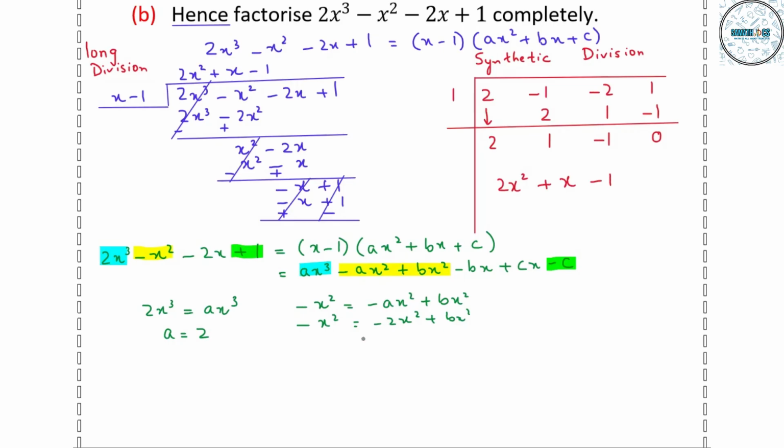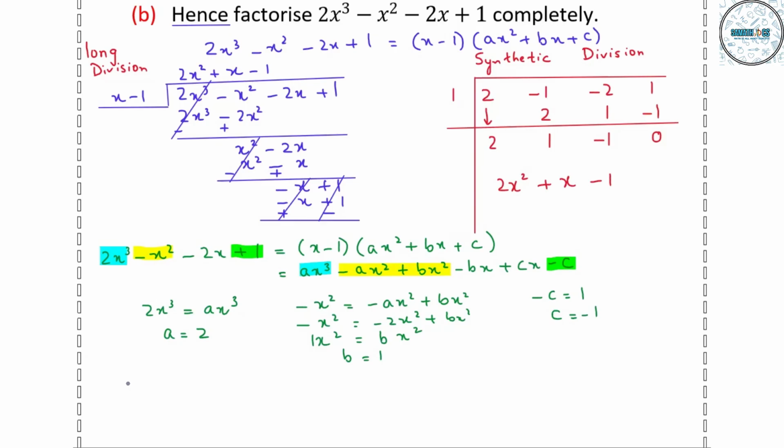Minus 2x squared plus 2x squared will be x squared. So the value of b is equal to 1. We have here the coefficient 1. So b is equal to 1. Now we can equate the constant terms. We have here minus c and here plus 1. So c is equal to minus 1.